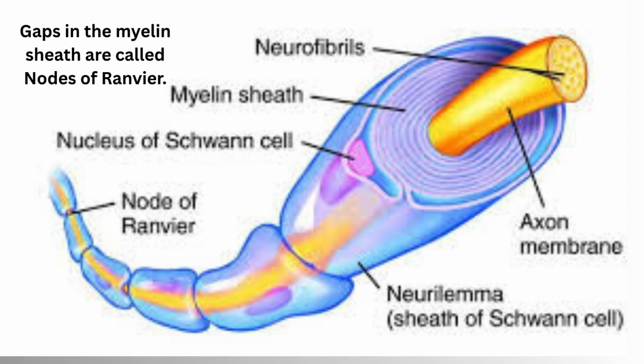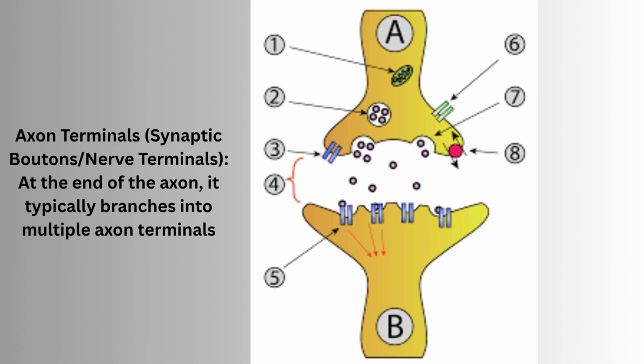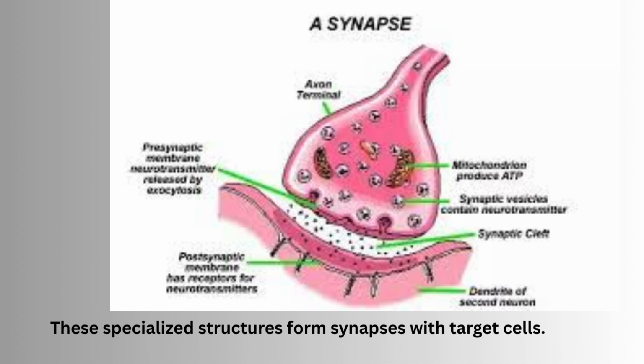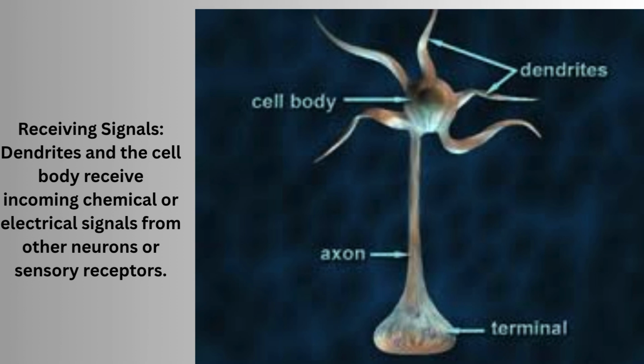Axon terminals, synaptic boutons, nerve terminals. At the end of the axon, it typically branches into multiple axon terminals. These specialized structures form synapses with target cells. Functions. Neurons are specialized for communication within the nervous system.